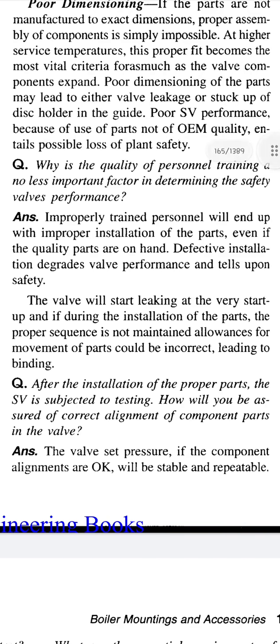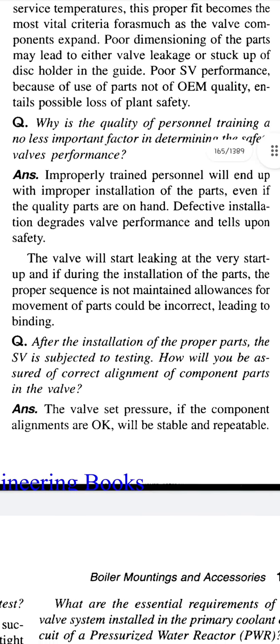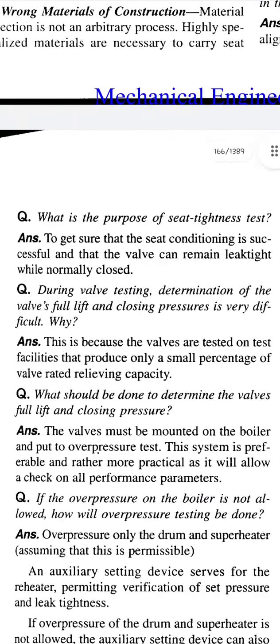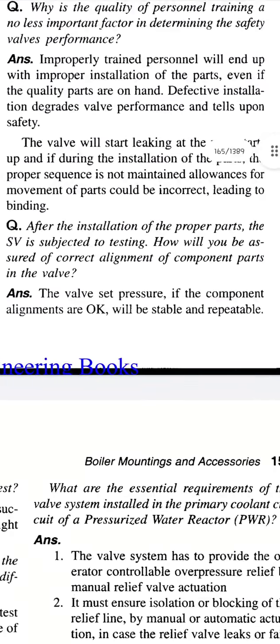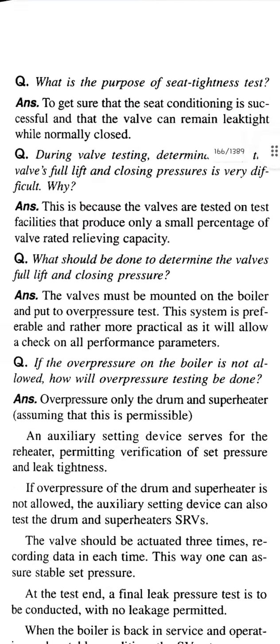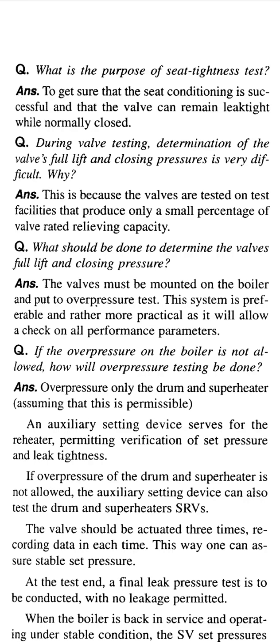Question: after the installation of the proper parts, the SV is subjected to testing. How will you be assured of correct alignment of component parts in the valve? Answer: if the component alignments are okay, the valve set pressure will be stable and repeatable. Question: what is the purpose of the seat tightness test? Answer: to make sure that the seat conditioning is successful and that the valve can remain leak tight while normally closed.